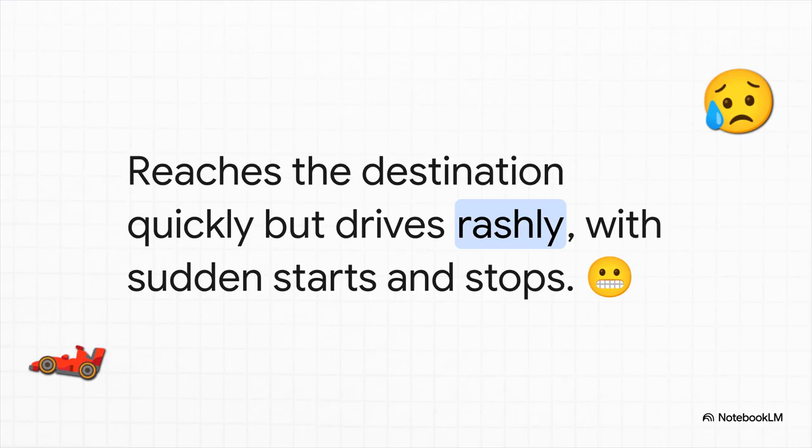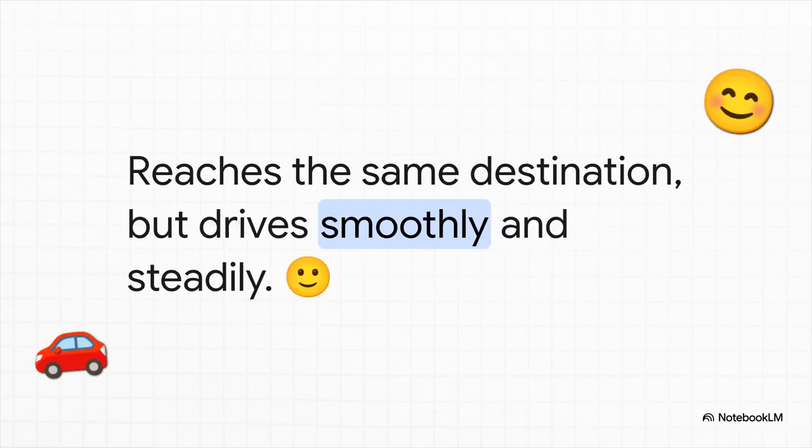Okay, imagine you've got two drivers, and they both need to get you to the exact same place. Driver A, well, he gets you there, sure, but the ride is a total nightmare. He's speeding up, slamming on the brakes, lurching around corners. It's fast, but man, it's stressful. That's high volatility for you. And then you've got driver B. She also gets you to the exact same destination, but the whole journey is just smooth, steady, and predictable. No drama, no sudden moves. It's a way more comfortable and, frankly, less risky ride.